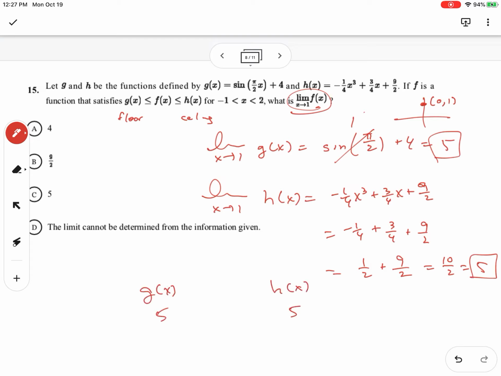There we go. So since g of x is 5, h of x is 5, and I know that f of x has to come in between there, so 5, 5, 5. So there's number 15. All right, FRQs are next.